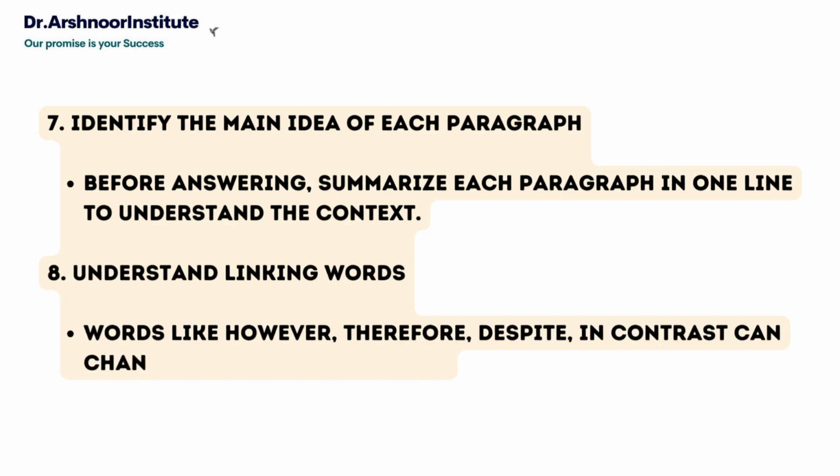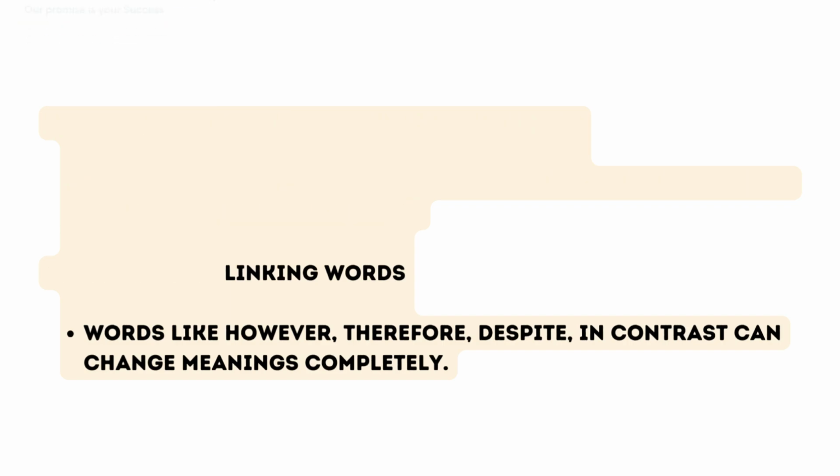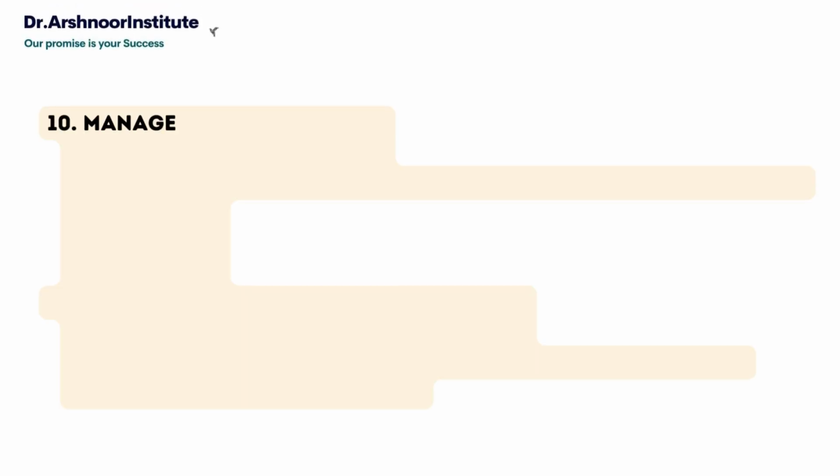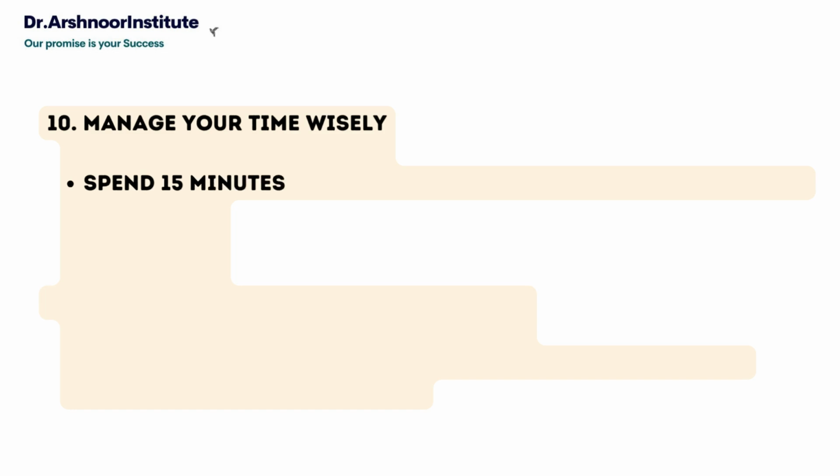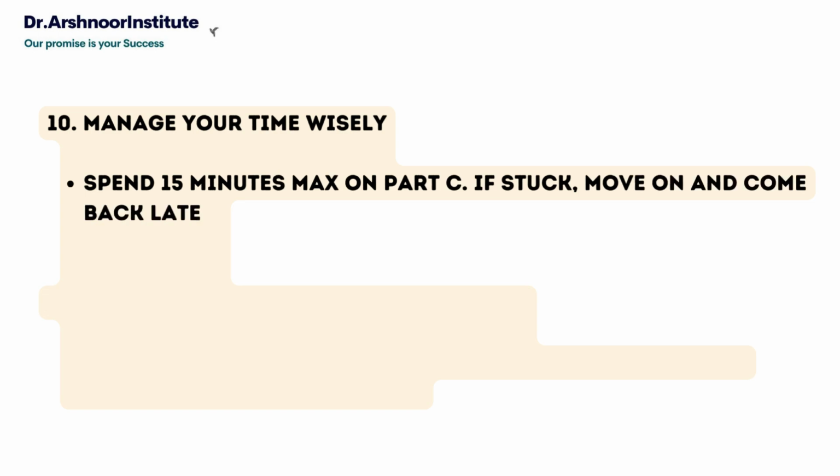Eighth tip, understand linking words. For example, words like however, therefore, despite, in contrast can change meanings completely. Ninth tip, don't overthink. It's really an interesting tip. The simplest answer is often correct. Over-analyzing leads to confusion. 10th tip, manage your time wisely.